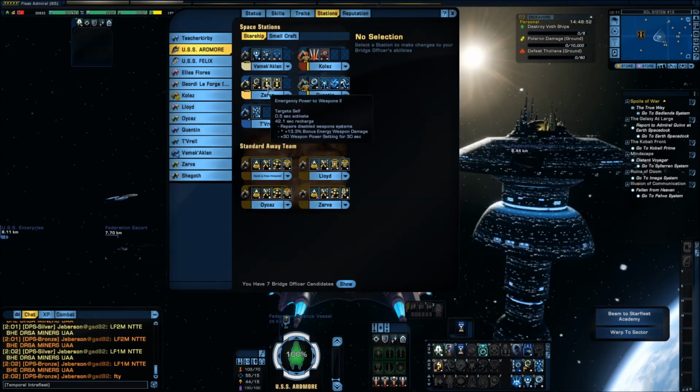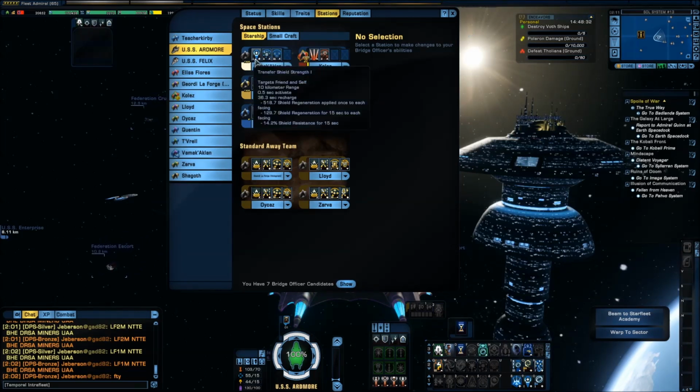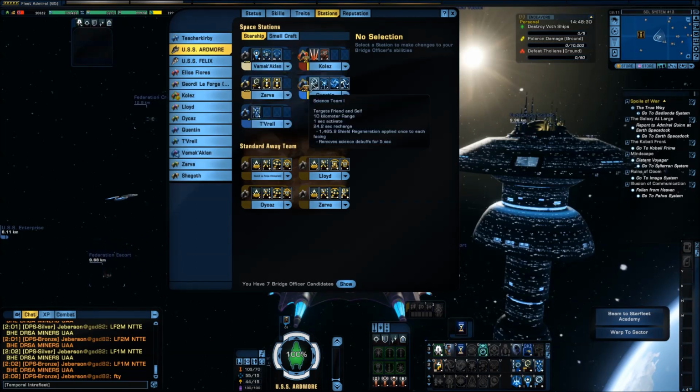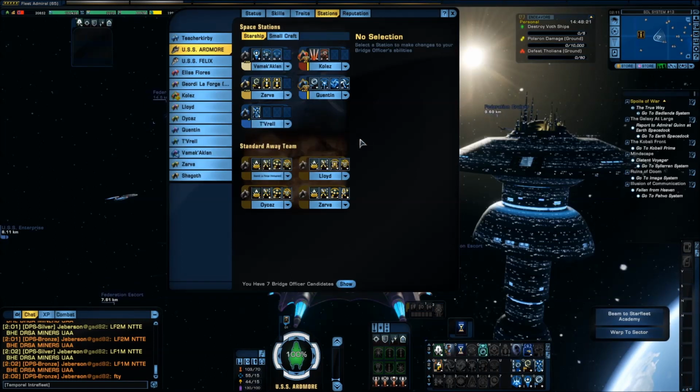Alright. And then I have to keep my beams buffed. I have emergency power to weapons 2, 3, and 2. This keeps my beams going and keeps my emergency weapon cycle on 100% uptime. And then for healing, I have engineering team 1. And then also for healing, I have transfer shield strength 1, science team 1, and hazard emitters 1. Hazard emitters also cleanses debuffs. So that is why I have that.